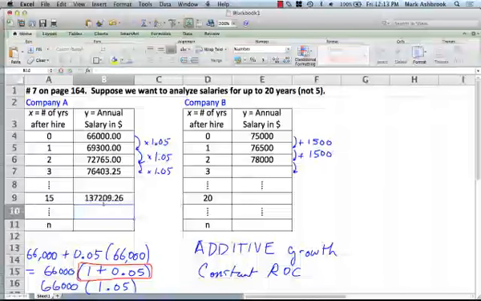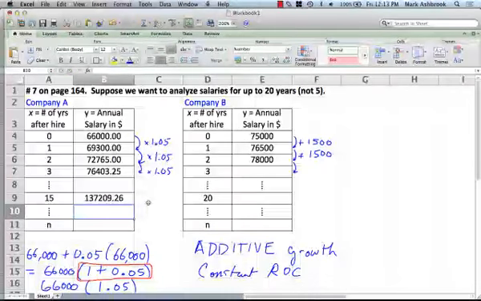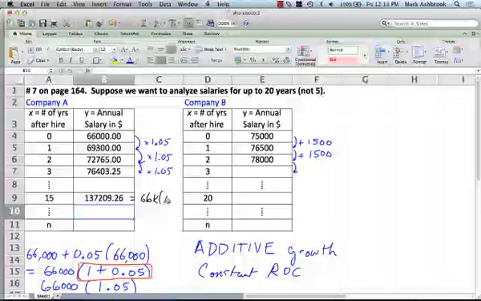So I think we're looking at six figures here. Oh yeah, right? 137.2. Question? Oh, I was with the equation itself. Okay, so this is the 66,000 times 1.05 to the 15th.